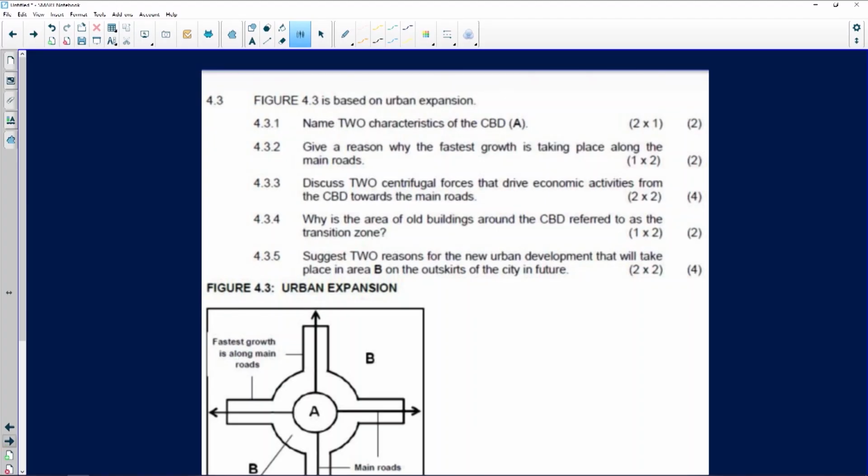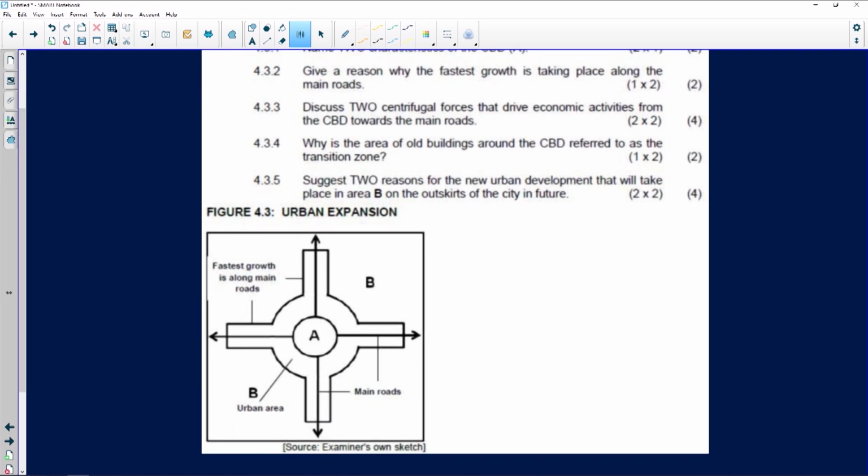Let's continue with our next question. And our next question comes from KG, and that's regarding urban expansion. Now, before I continue with the questions, just look at the diagram that's been provided for us. Urban expansion over there, figure 4.3.